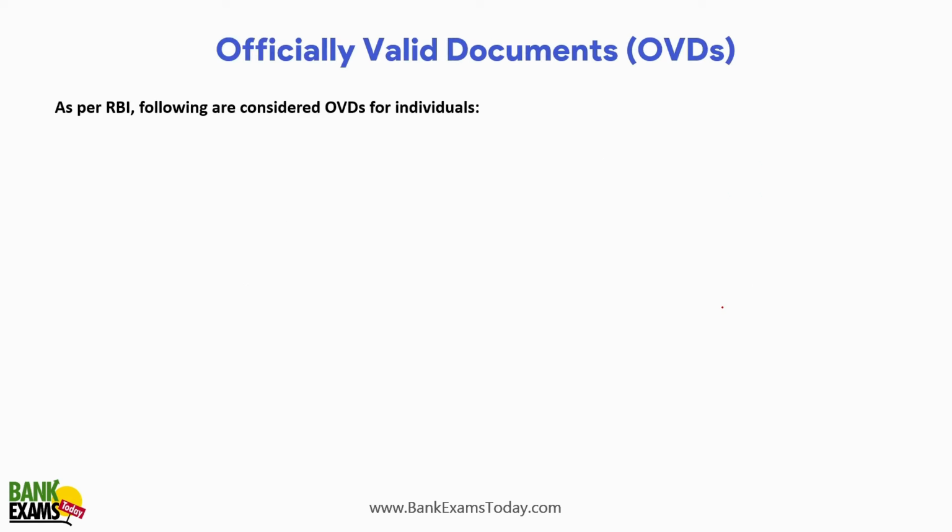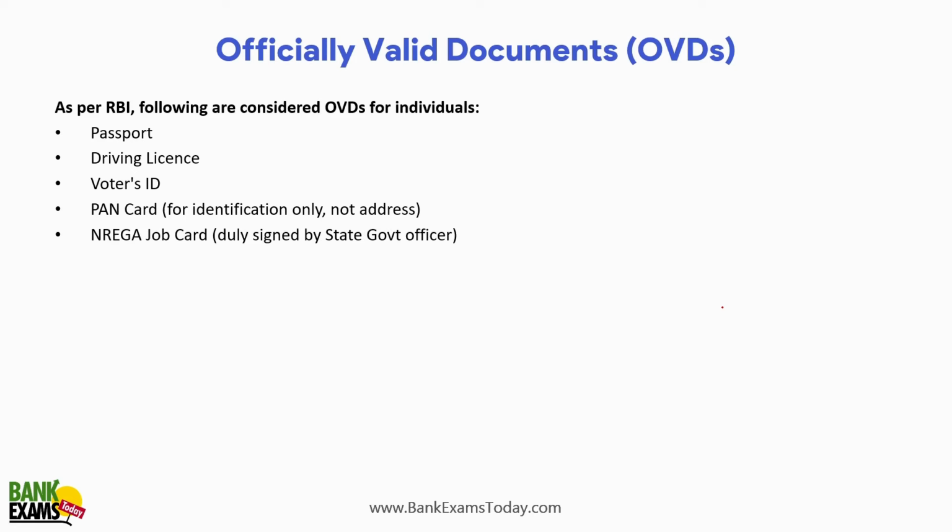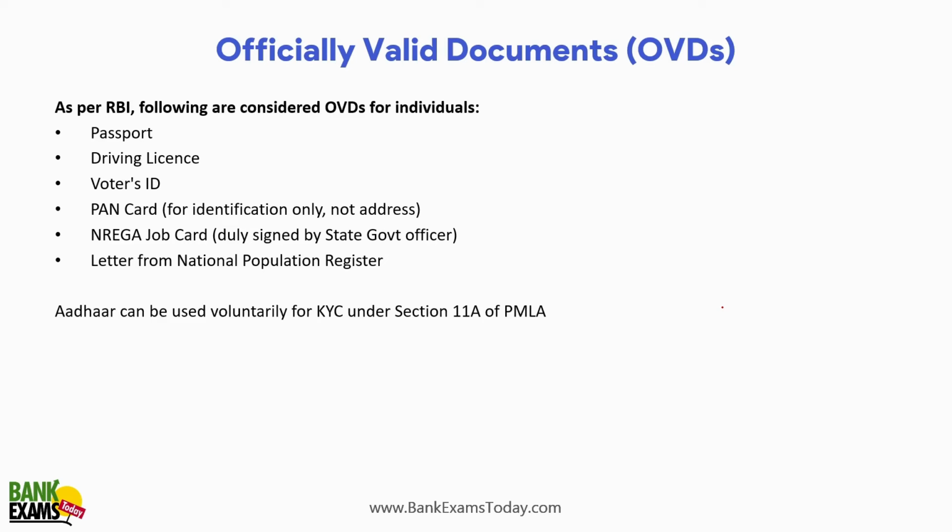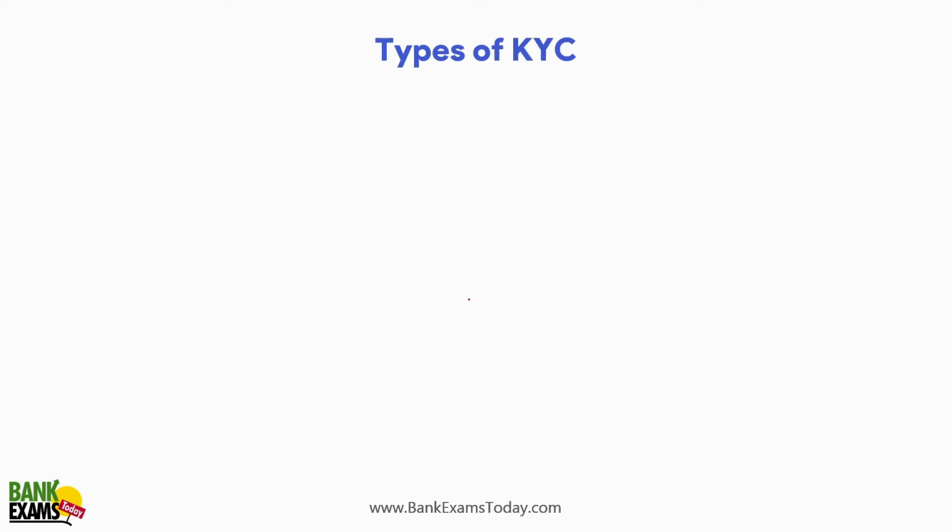So enhanced due diligence for high risk customers like politically exposed persons, right? NRIs. So what are the OVDs, officially valid documents? कौन से हैं? Passport, driving license, voter ID, PAN. PAN is only applicable for personal identification, not address validation. NREGA job card, duly signed by a state government officer, letter from National Population Register. और जो आधार है, Aadhaar can be used voluntarily for KYC under Section 11A of PMLA.